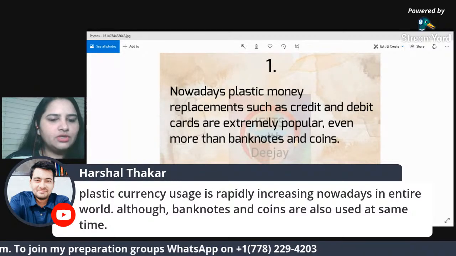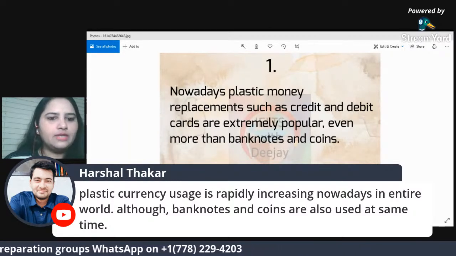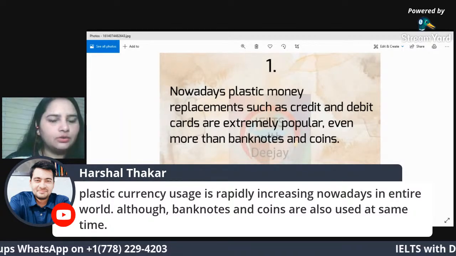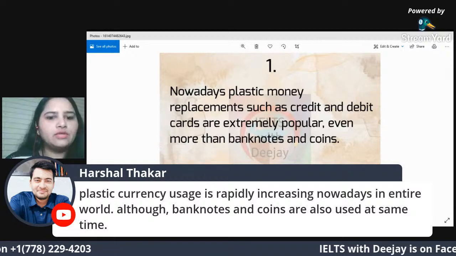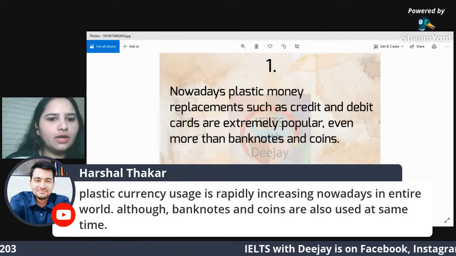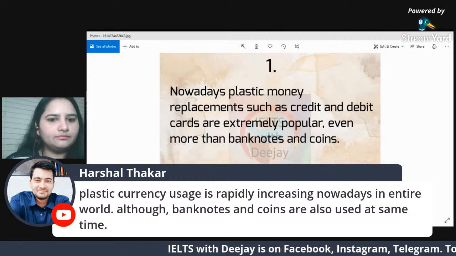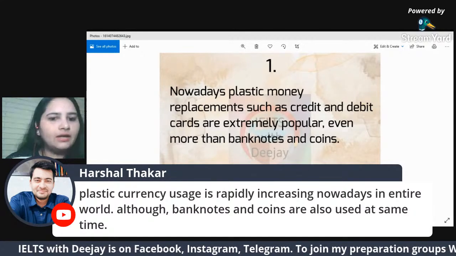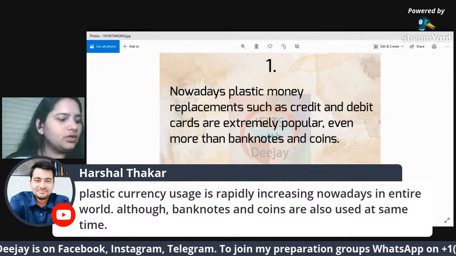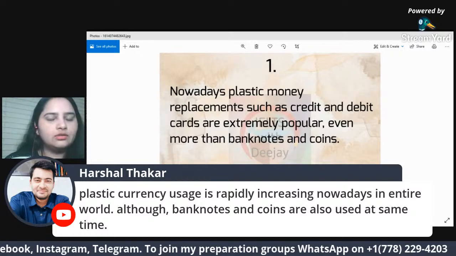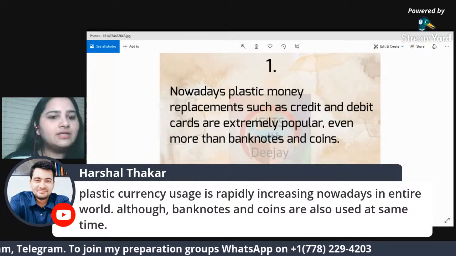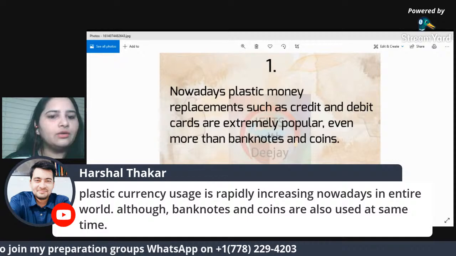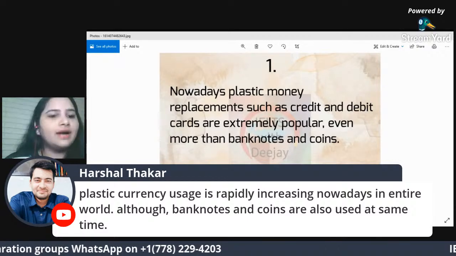Plastic currency usage is rapidly increasing nowadays in the entire world, although banknotes and coins are also used at the same time. No, no, they're talking about more. They're doing the comparison that the cards are being used more than the banknotes and coins. Understand the question.